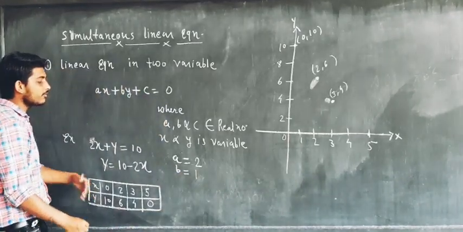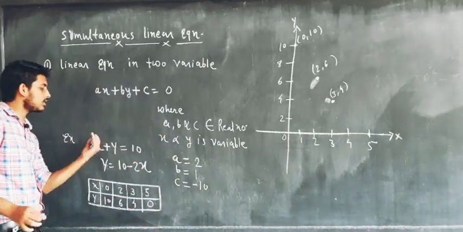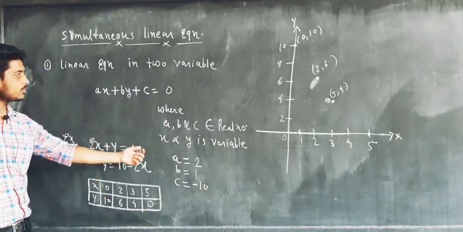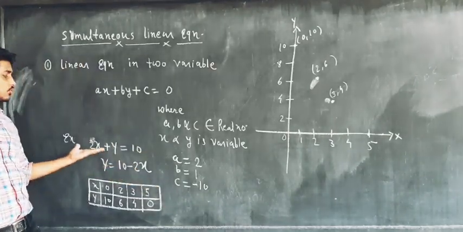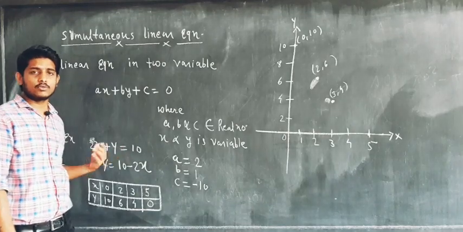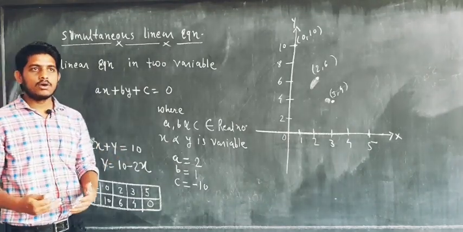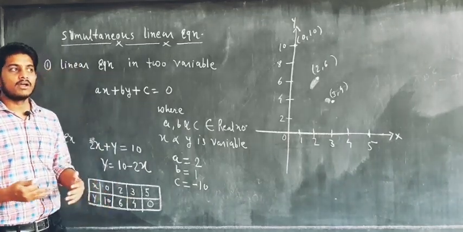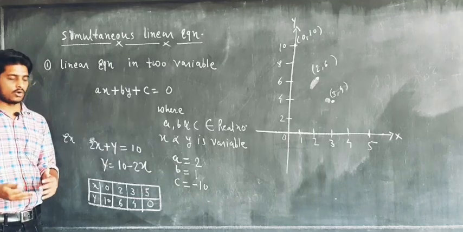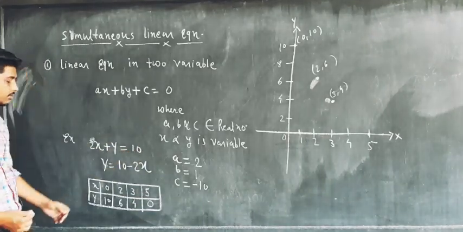And what is the value of c? If it goes to the other side of the equal sign, it will become minus 10 equals to 0. So the value of c equals minus 10. Why have I chosen this example? There is a reason. I want to show you, when I represent this equation in a graph, whether I am getting a straight line or not. So 2x plus y equals to 10, that equation is given to you.